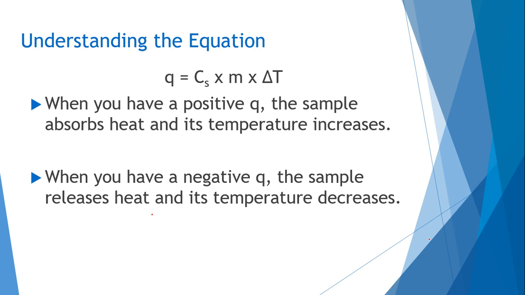So here we need to understand the equation. When you have a positive Q, that means that the sample or system that you're observing is absorbing heat, and so its temperature is going to increase. Whenever you absorb heat, we need to remember that absorbing heat means you are endothermic. Whenever you have a negative Q value, this means that the sample, what you're looking at, whether it be the system or the surroundings, is actually releasing heat. So you're giving it up, and typically your temperature is going to decrease when you release heat. So these are going to be exothermic reactions.